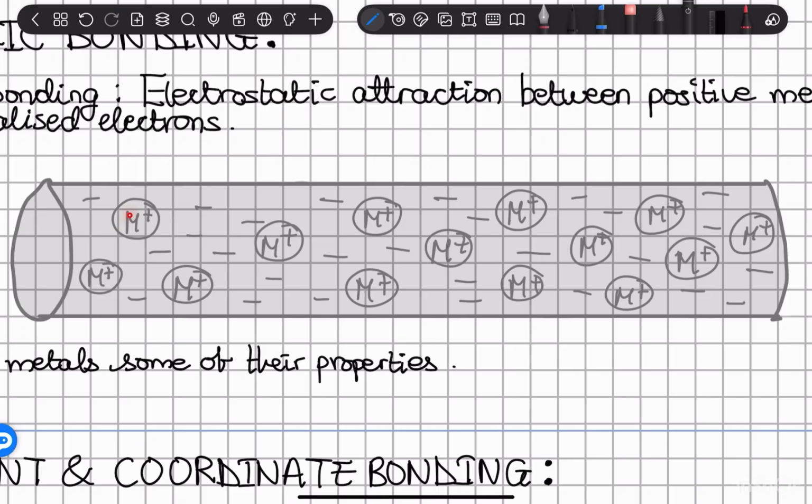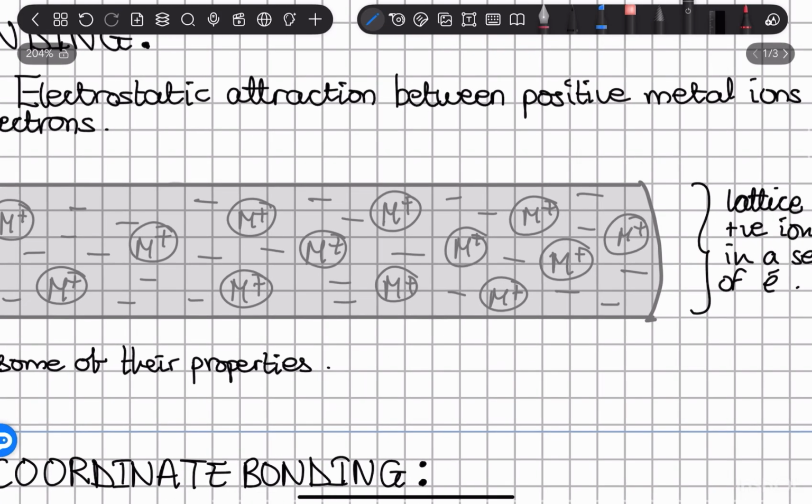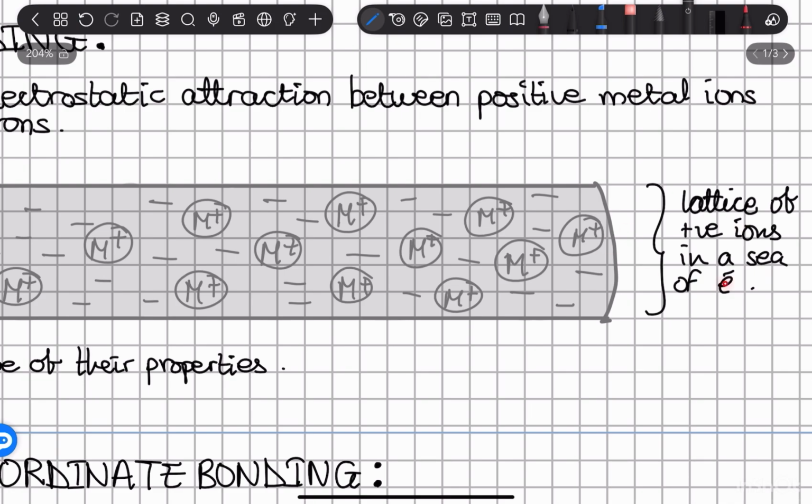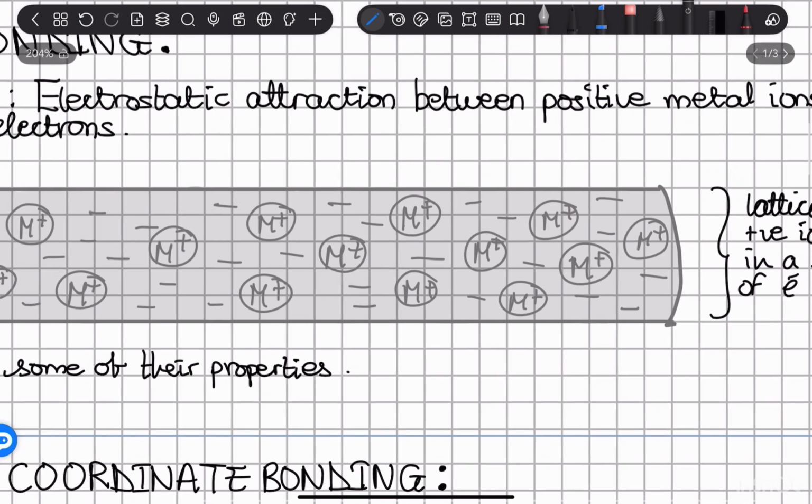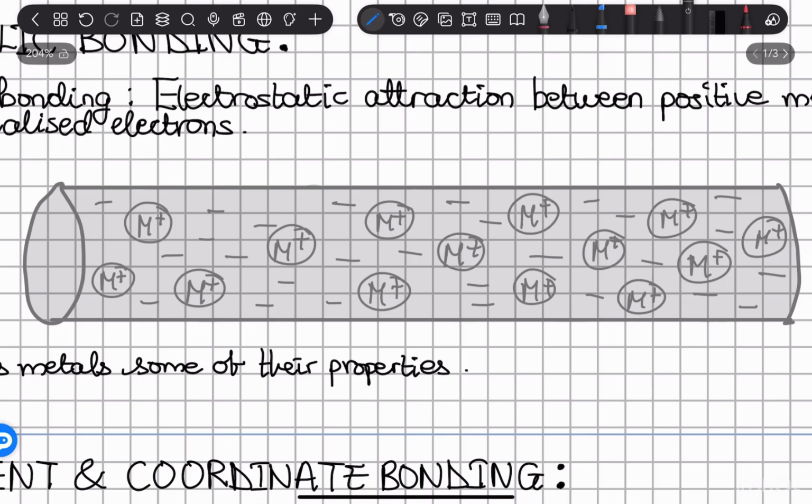So over here, M, basically, you know how metals have all their properties, they're really hard. They have high melting points, high densities, and also they're ductile and malleable. All of that comes from the way this entire thing is structured. So, a lattice of positive ions in a sea of electrons. That's the way you describe its structure.